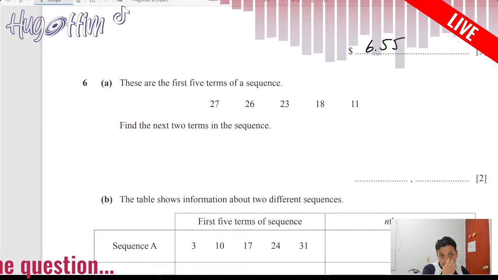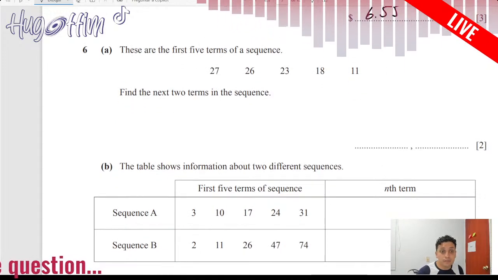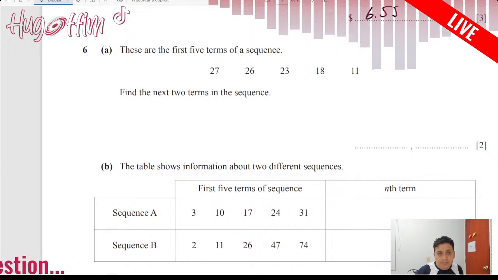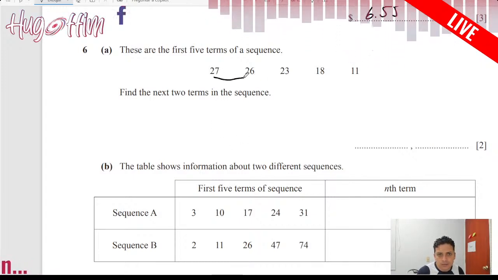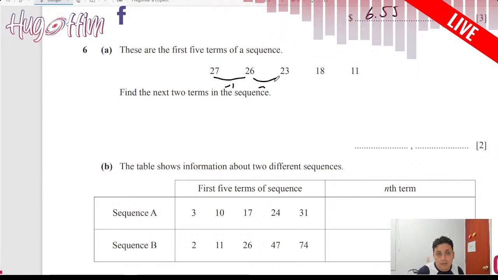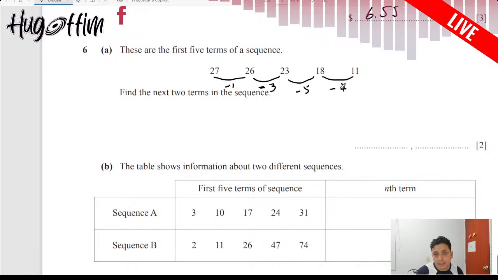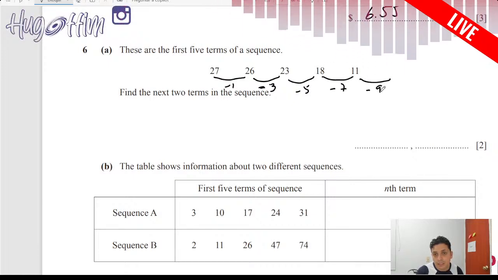6.55. These are the first five terms of the sequence. I need to find the next two terms in the sequence. So 27, 26. Here I'm subtracting 1. Here I'm subtracting 3. Here I'm subtracting 5. I guess that here I'm subtracting 7. So the next is subtracting 9.